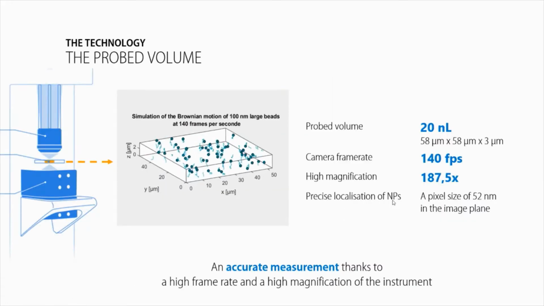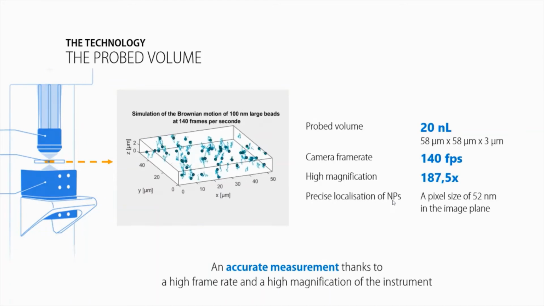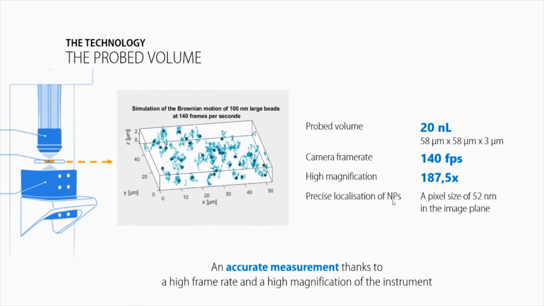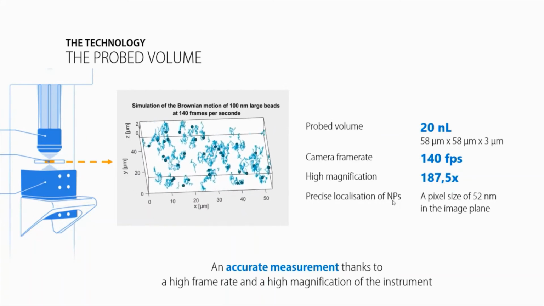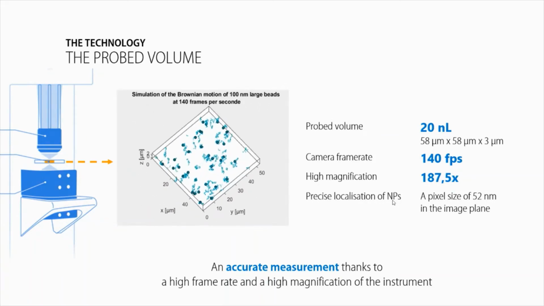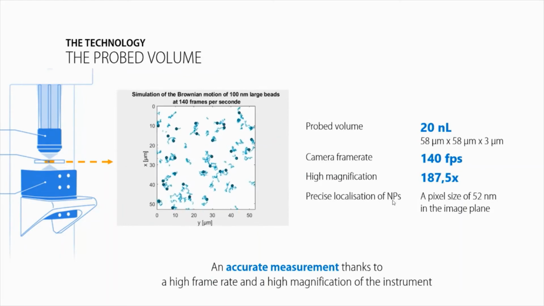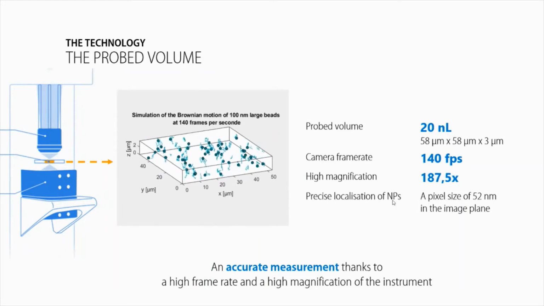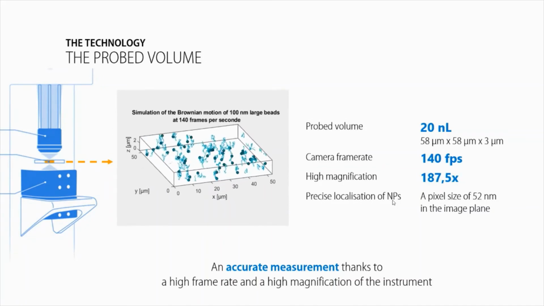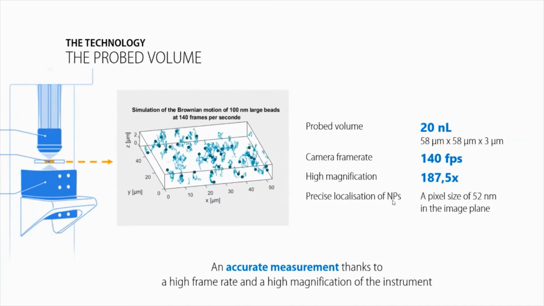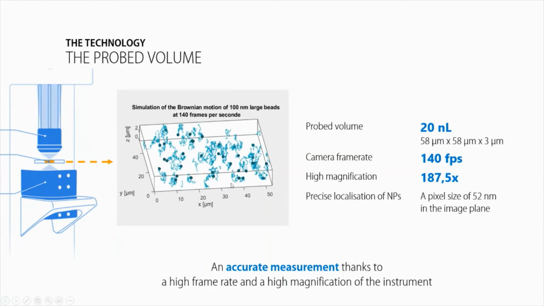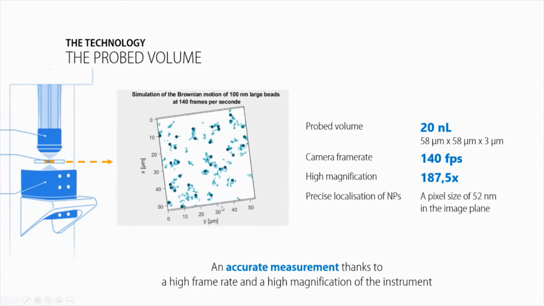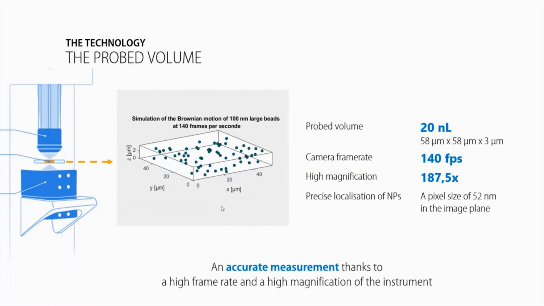If we look at the probe volume, it is a volume of 20 nanoliters, and we can provide an accurate measurement thanks to a high frame rate camera at 140 frames per second and a high magnification instrument. And here you have a representation of what the VideoDrop is imaging during its video acquisition.